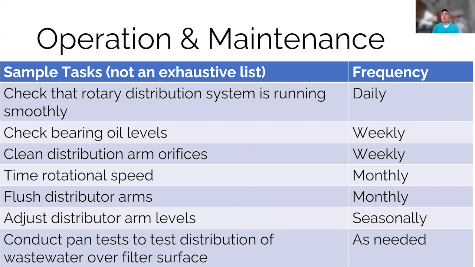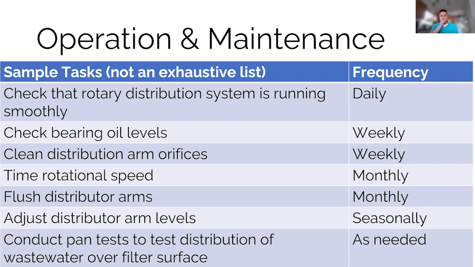You want to clean the distribution arm orifices, or at least verify that the water is being distributed correctly. You want to make sure that your rotational speed is correct on your distribution arms, and that it's consistent. And then sometimes you want to backwash or flush the distribution arms with wash water or pump water. And then you want to make sure that your distribution arms are level and the axis isn't changing. And then also you can conduct pan tests to test the distribution of wastewater over your filter surfaces.